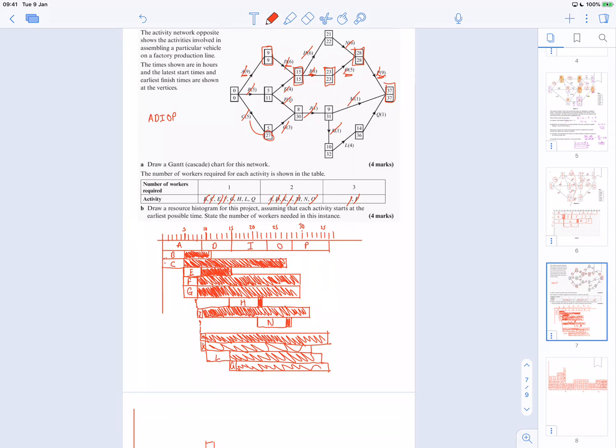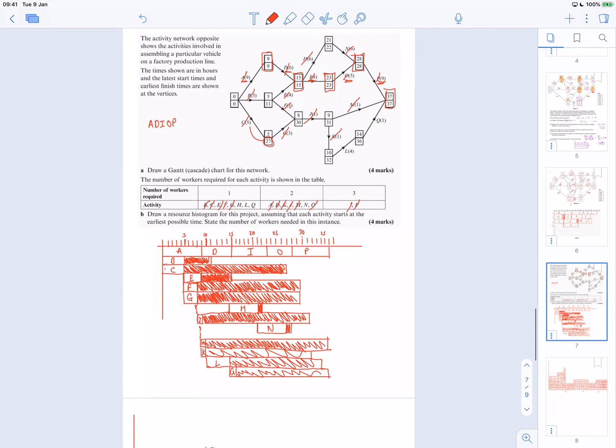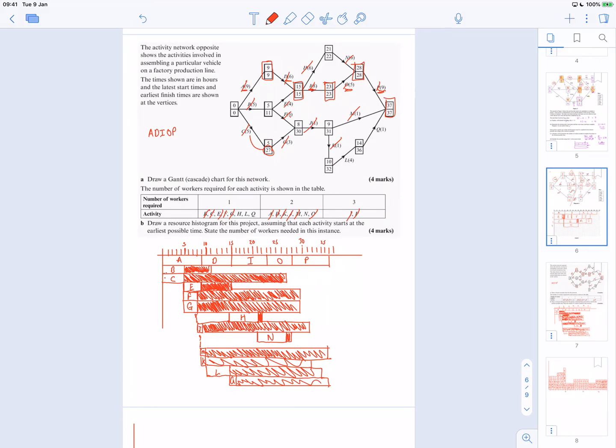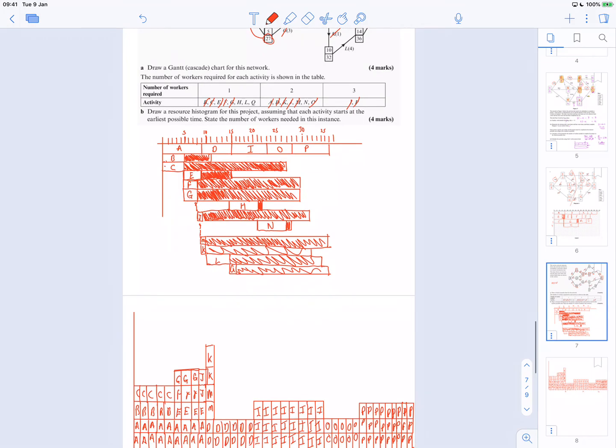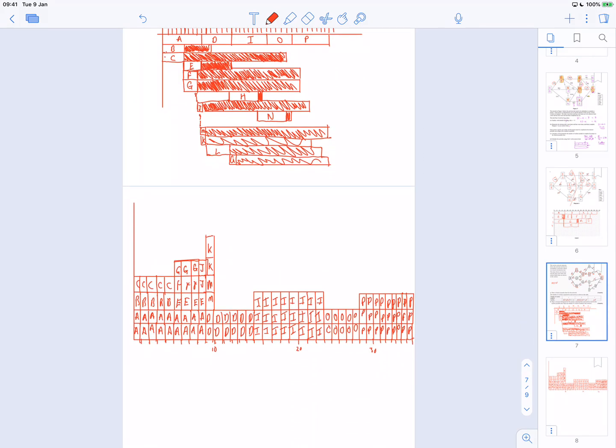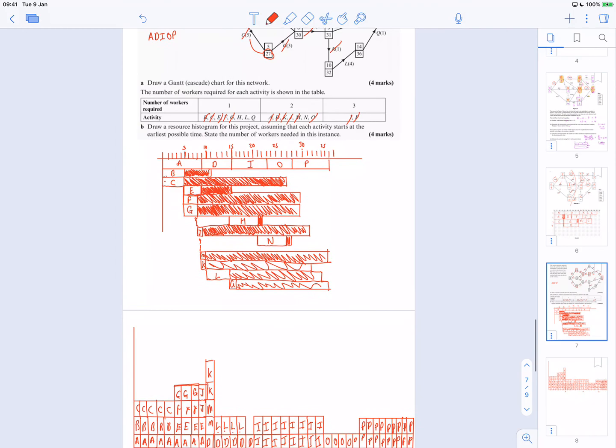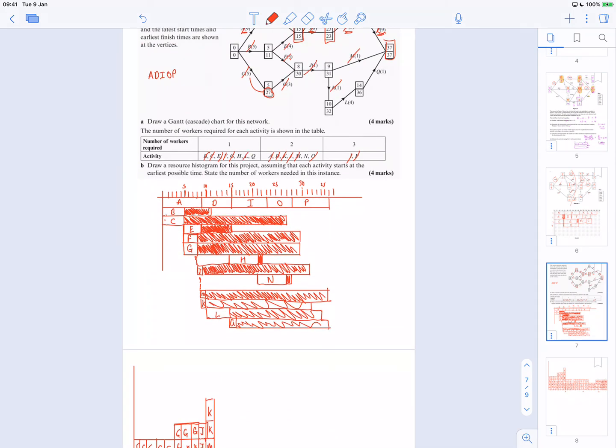L is next according to the chart. And L, where is L? L starts at 10 and it's 4 long. So L is 1 worker. It starts at 10, which is here, and it's 4 long. 1, 2, 3, 4. So it's going to look like that. This is L, L, L, L. Something like that. Okay, so that's L done.